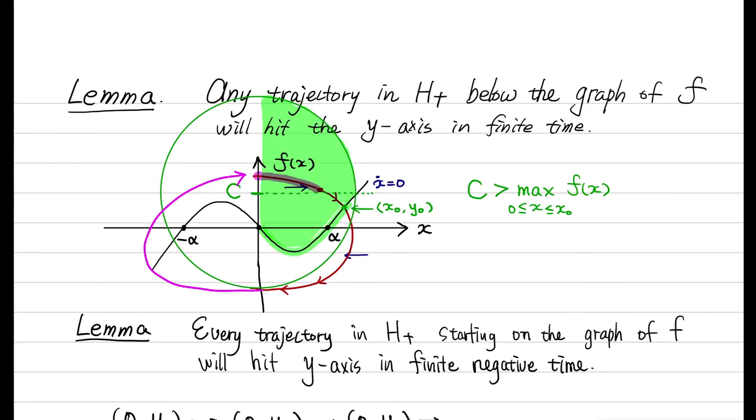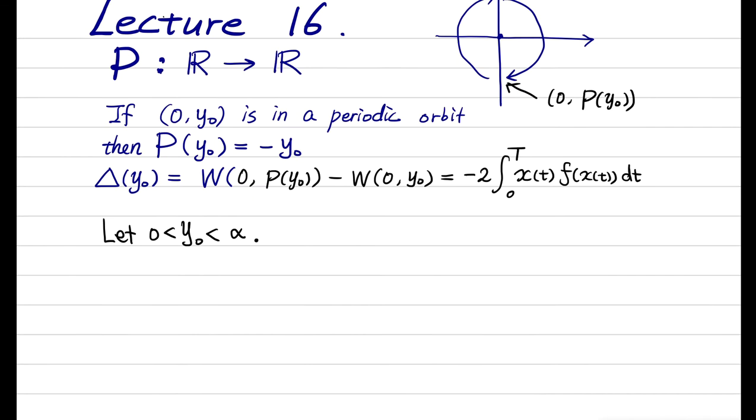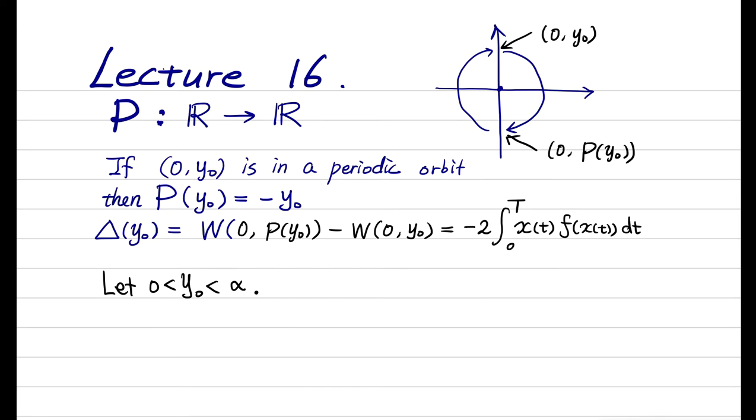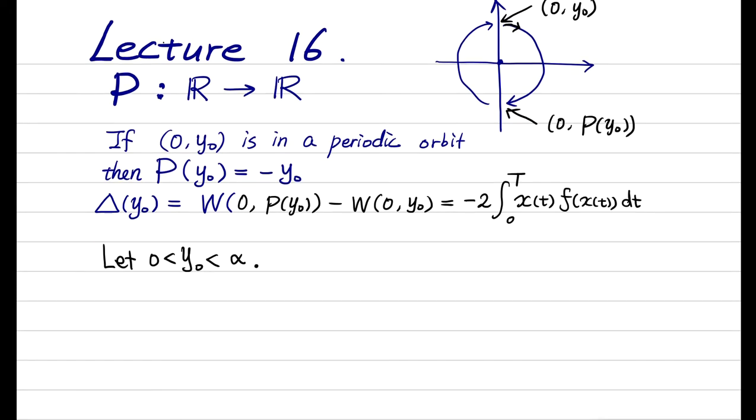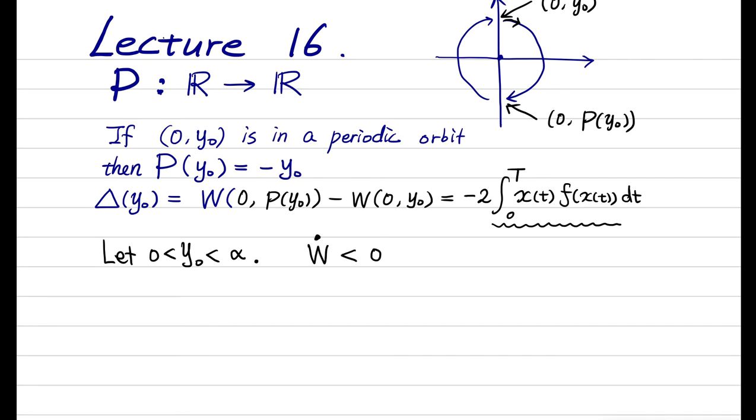Let me show the graph. This was the graph of f. So f was negative from 0 to alpha. Then initially the value of f, when it just starts from this point, will be negative, because the value of f will be negative when the argument is near 0. Since the value of f is negative, this integral will be negative, meaning that the value of W will decrease, which means the distance of the points of the orbit from the origin is decreasing.